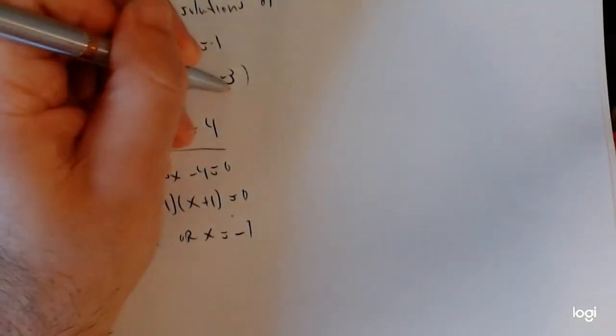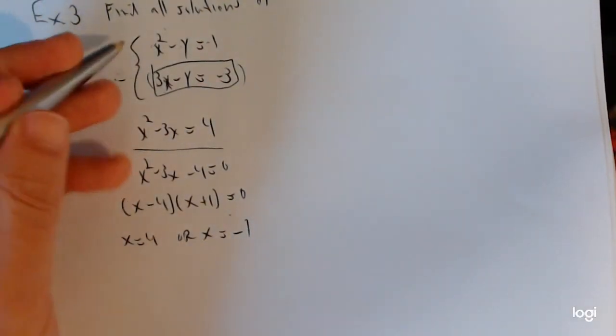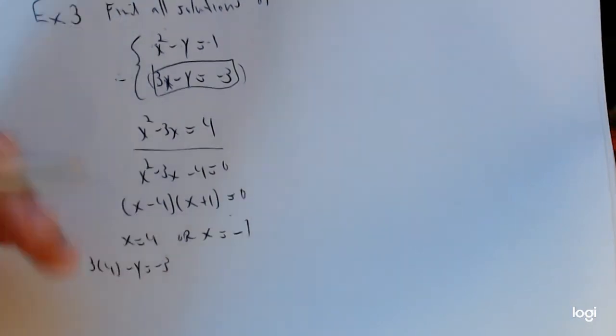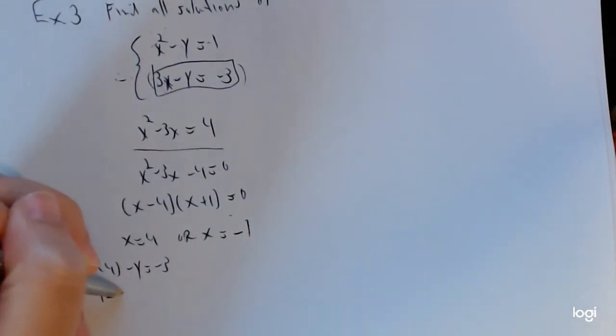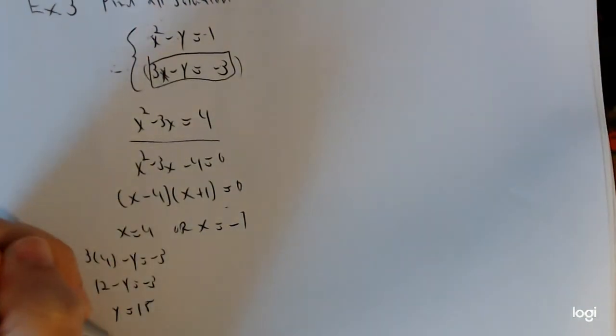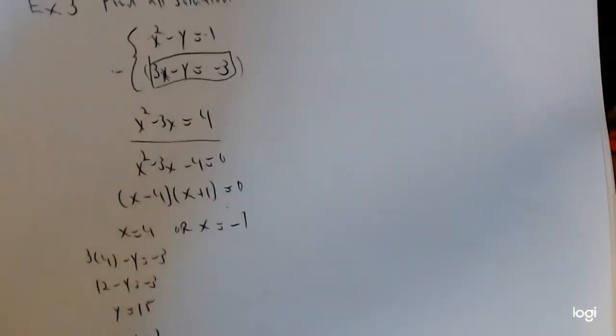So I'm going to take the second equation. So if x is 4, what do I get? 3 times 4 minus y equals -3. And if you solve for this, what do we get? 12 minus y equals -3. And y would be what? 15, I believe. Okay, so the first solution is (4, 15).